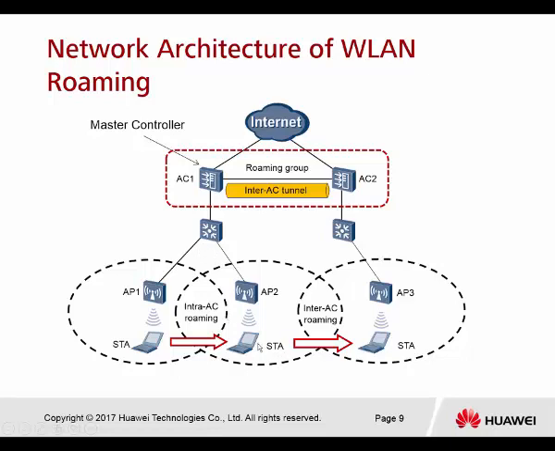Now the PC continues to roam. Right now it starts to roam from AP number 2, entering the AP number 3 BSA. This roaming we call inter-AC roaming. Now these 2 APs are managed by different controllers, controller number 1 and controller number 2. So this kind of roaming we call inter-AC roaming.